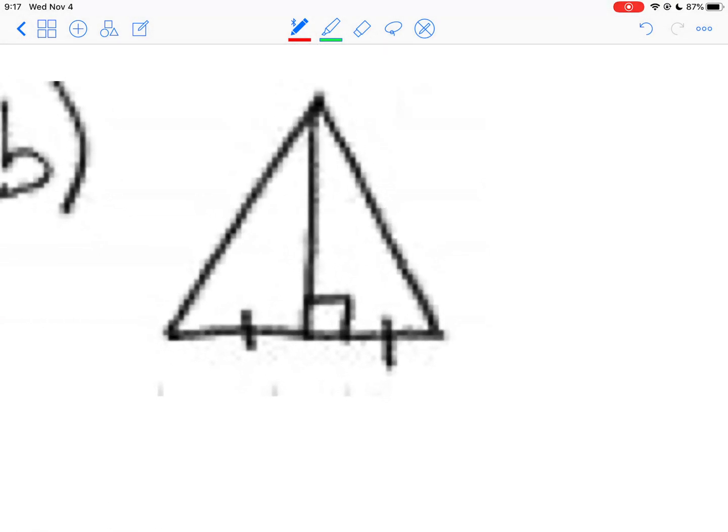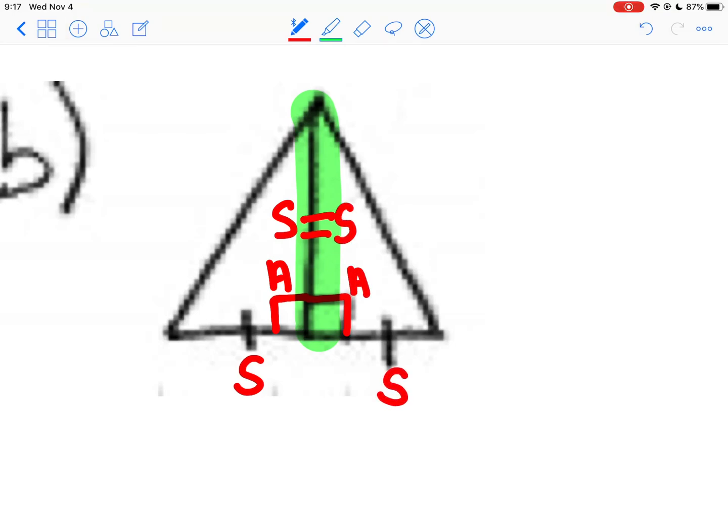All right, in this next one, I notice right triangles again. I notice perpendicular, so they're both right triangles. And again, I have that shared side. So if I look at the configuration of this one, the angle is between the two sides. So if I think about them in terms of just a regular triangle with sides and angles, I notice that it's side, angle, side, because the angle is in between.